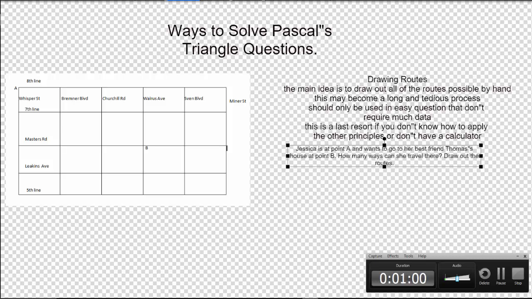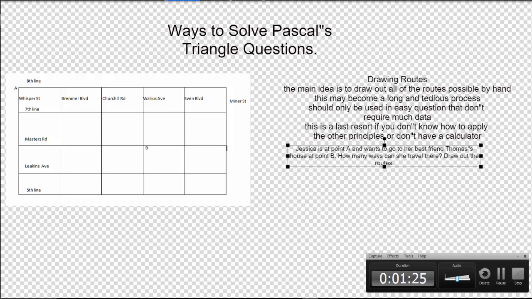This is only to be used in questions that are simple and questions that don't require you to do much work, because as the questions get more complex, the game gets much harder. So again, last resort, if you don't understand any of the other principles and if you don't have a calculator, use this.